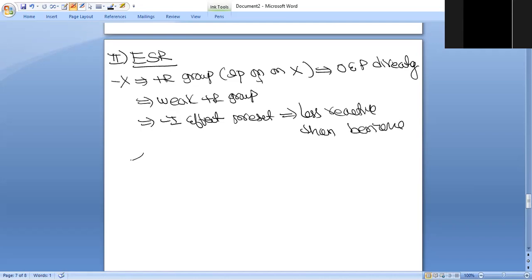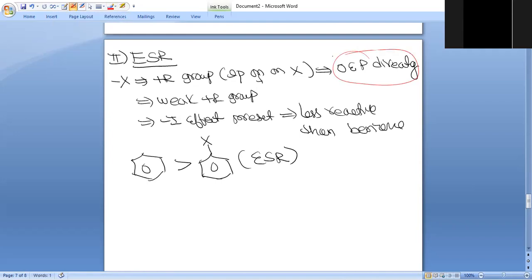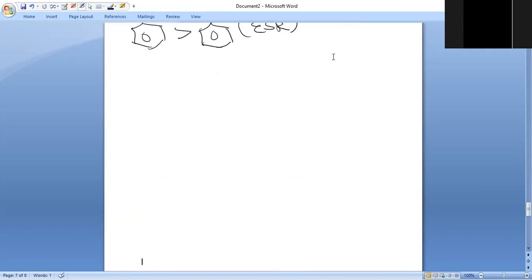So if I'm taking electrophilic substitution reactions, benzene is more reactive than halobenzenes in electrophilic substitution reactions. But all these halogens will be what type of group? Ortho para or meta directive? Ortho and para. So the major product will be the para compound. You will always get it. Clear? So this point is clear.